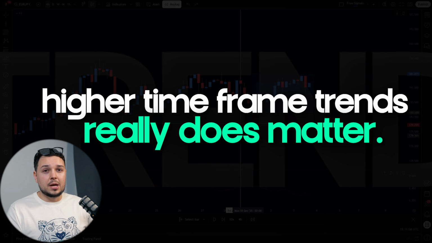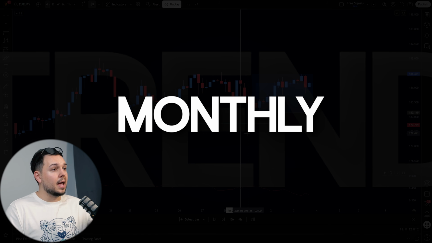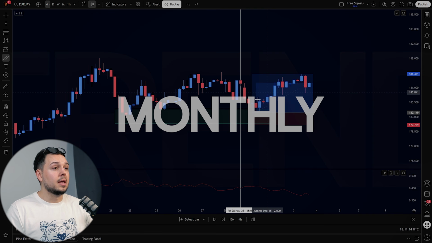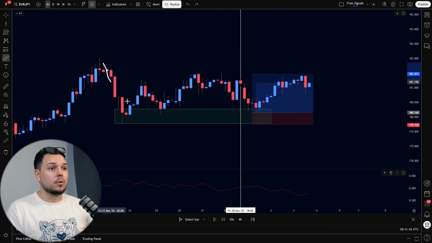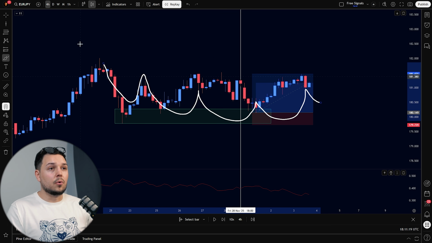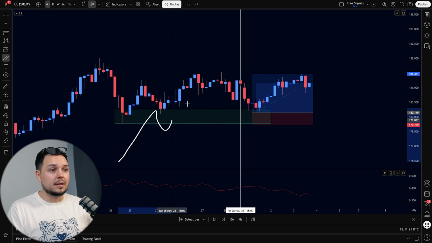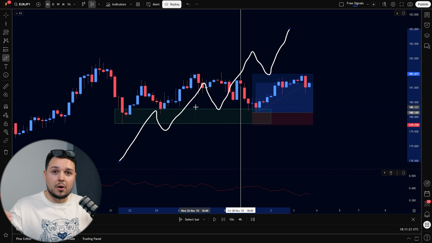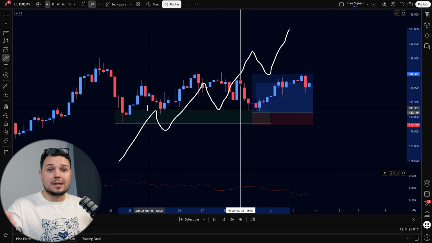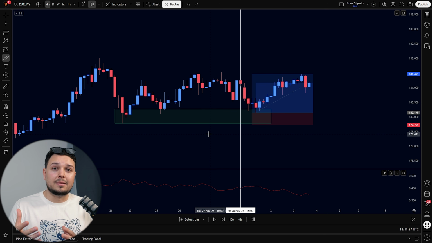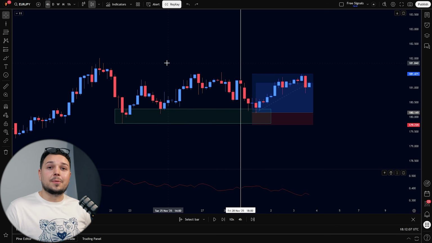Of course, I need to mention higher time frame trend really does matter. So weekly, monthly has to trend in the same direction as the trade. So if it's consolidating on the 4 hour, maybe on the dailies, it has to be making nice higher highs, higher lows. Weekly, the same thing. This will add to your winning percentage. So yeah, that's my stop loss strategy.